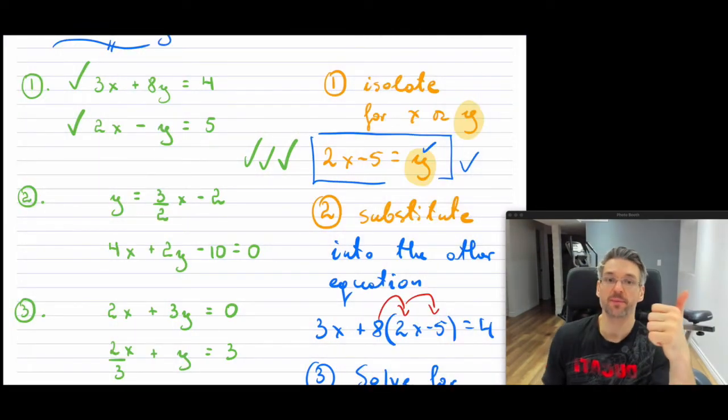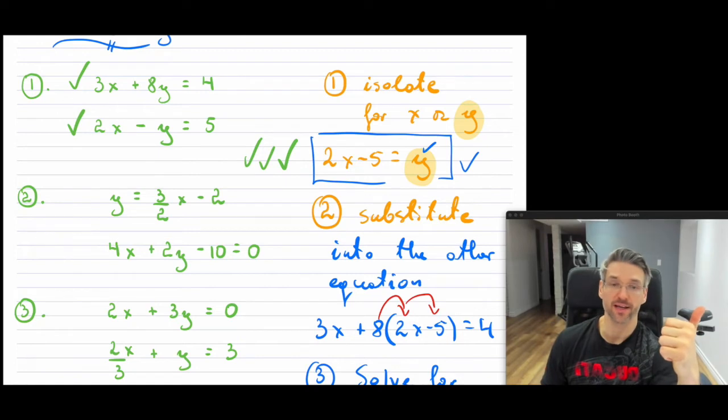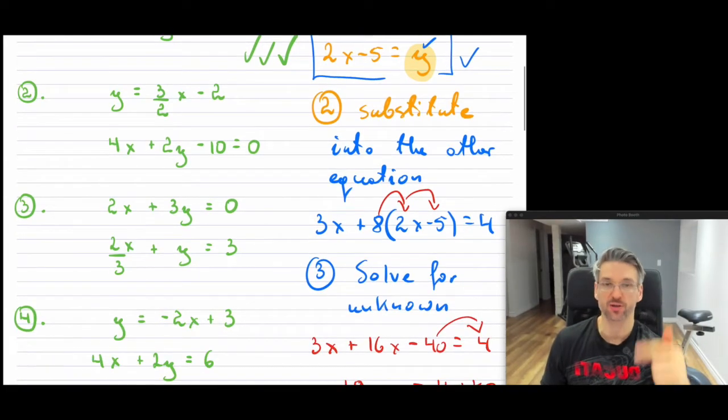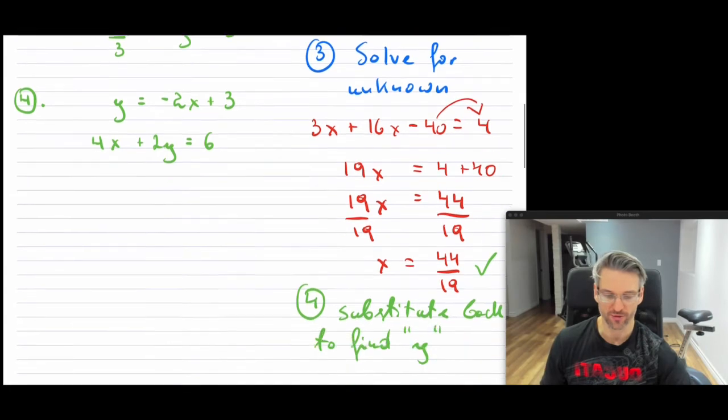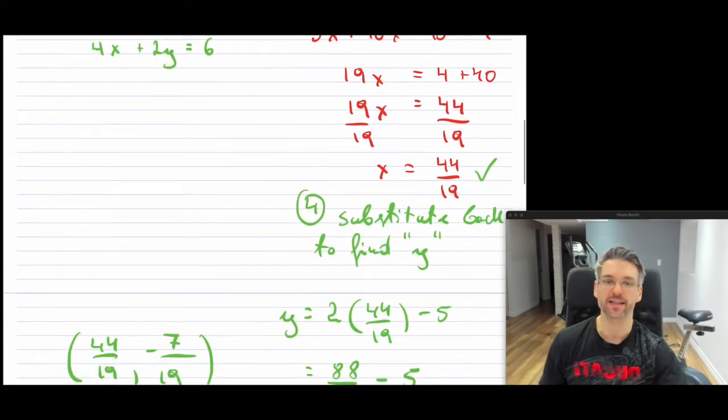So first, step 1, you isolate for whatever you like. You don't have to pick y, you can pick x. You can pick whatever equation. Then you substitute it in the opposite equation. And then finally, you solve for your unknown. And then you substitute to find the other one.